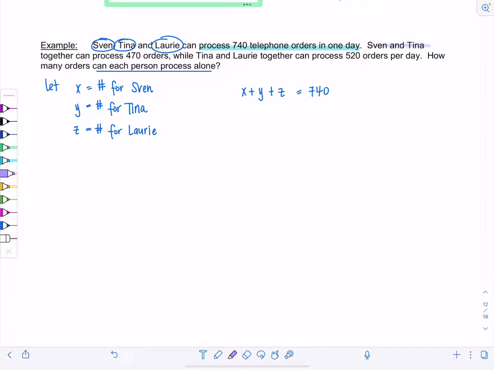Sven and Tina together can process 470 orders. So just X and Y together is equal to 470. That's another equation. I just need one more equation. Tina and Laurie together can process 520 orders per day. Tina and Laurie, that would be Y plus Z together, that's 520.